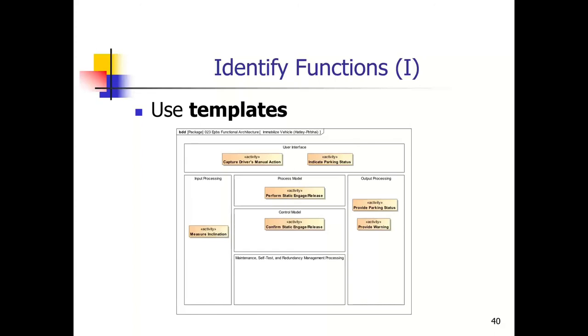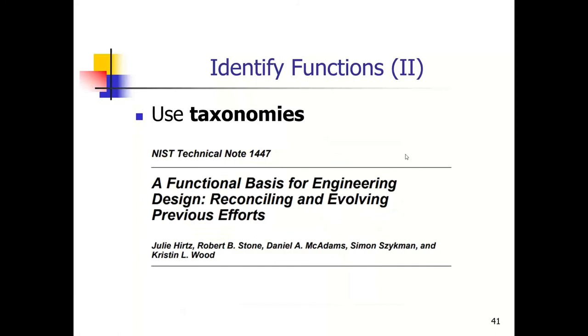Okay, cool. So we said we can use templates, or we can look for taxonomies, like this one from NIST. That is really good for industrial processes, and it not only classifies functions or transformations into different types, but also the possible inputs and outputs that you can receive.